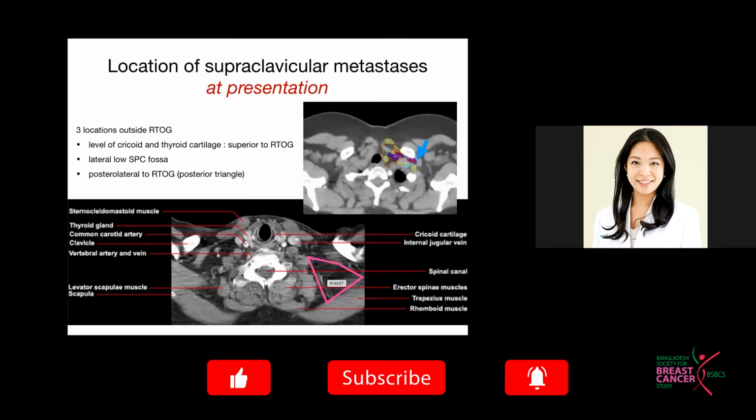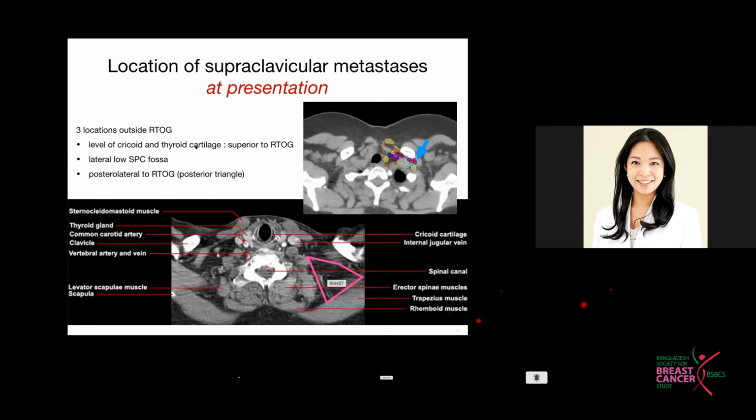So we can see the 3 locations that occurred outside the ESTRO volume. First, superior to ESTRO, so the levels up to the thyroid cartilage. And the second is the lateral low supraclav fossa, which is over here. So the orange one is the supraclav volume, and this is the lateral area that recurs, outside ESTRO. And also the area we call the posterior triangle, which is bound by the levator scapulae and trapezius muscle.